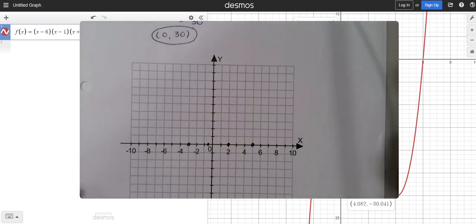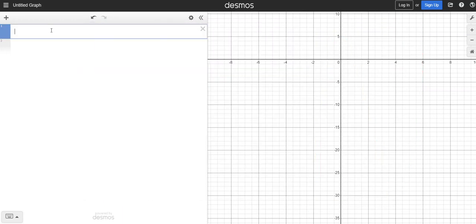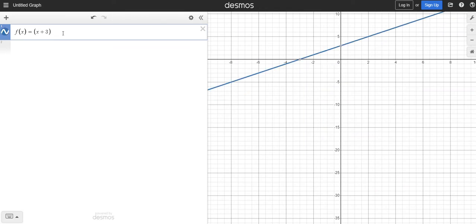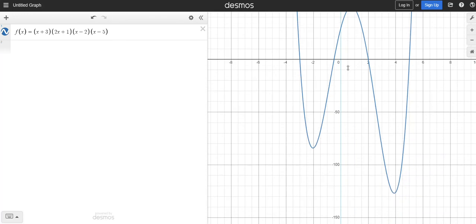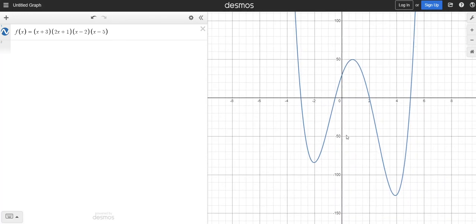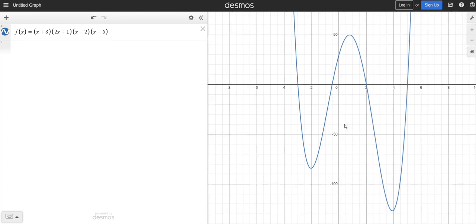So I'm going to go over to Desmos and put in my original function. There it is. And we definitely need to do some adjusting here. Let's see. All right, there we go. So that's a pretty reasonable graph. I haven't cut anything off. I can double check my x-intercepts. There they all are, as expected. My y-intercept, it's all there.